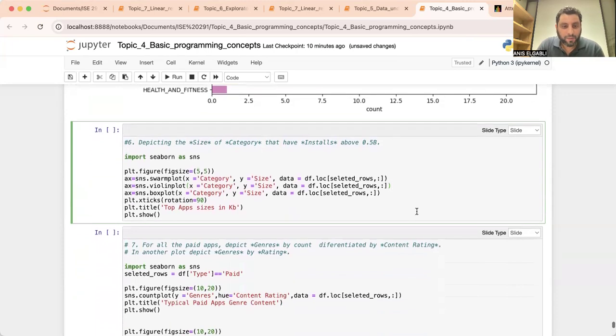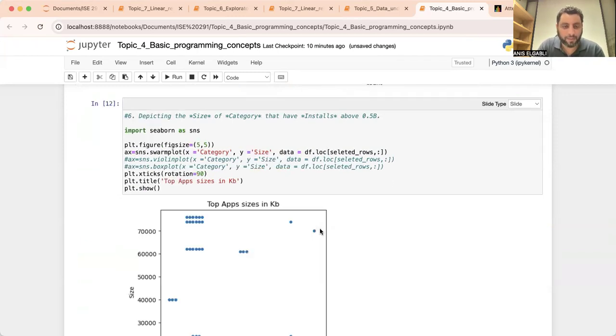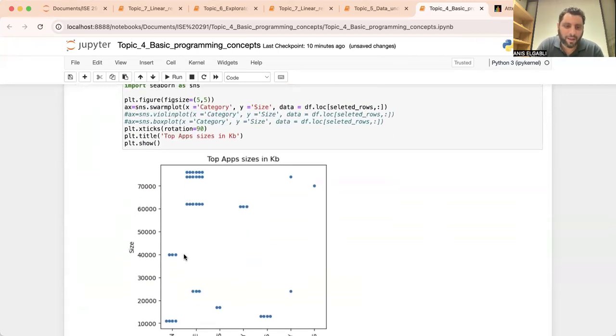Now we come to another visualization tool called swarm plot. Swarm plot is very similar to violin plot and box plot. Let me just run it and show it to you. Though I feel like box and violin are okay, it's actually telling you where the positions are.